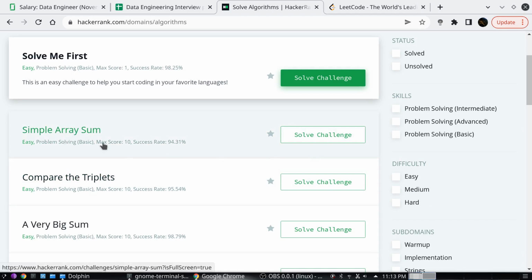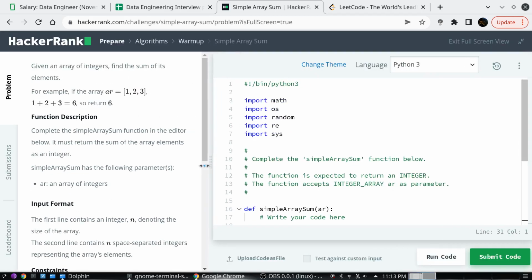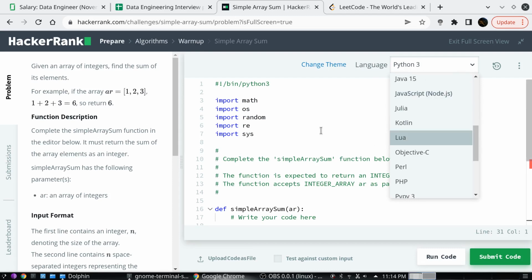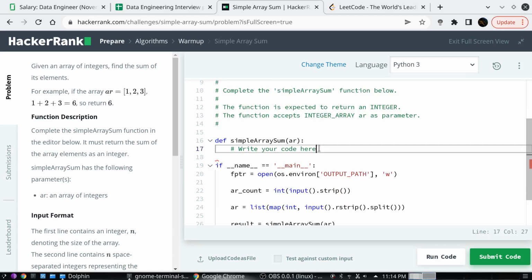And let's click this one to see how it looks. So it's very similar to LeetCode. On the left side, there will be a description of the problem. On the right side, there will be some code. We have Python because we have Python selected from the list. There are other languages as well. And there is a place for you to write your solution.